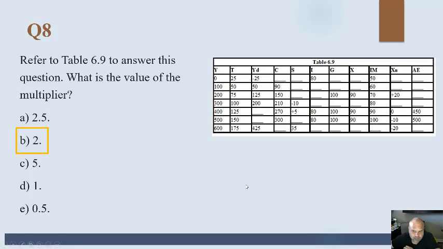Okay, or we can also just take the difference, but the best way to do it, actually, and indicated here, is how you would calculate. So again, the slope of the AE function would be 0.5, and then when we use our multiplier formula, we get that the answer is equal to 2.